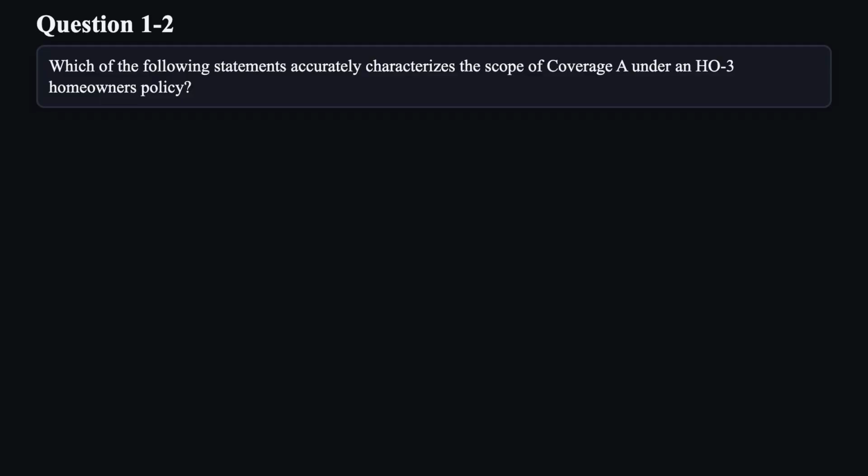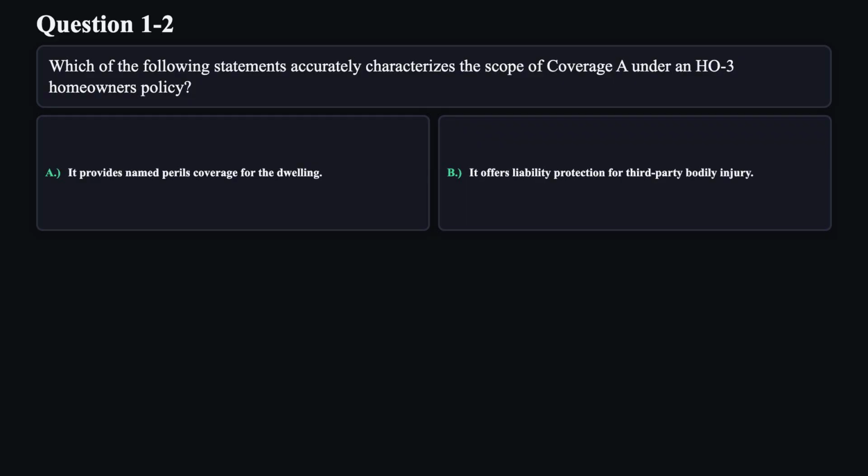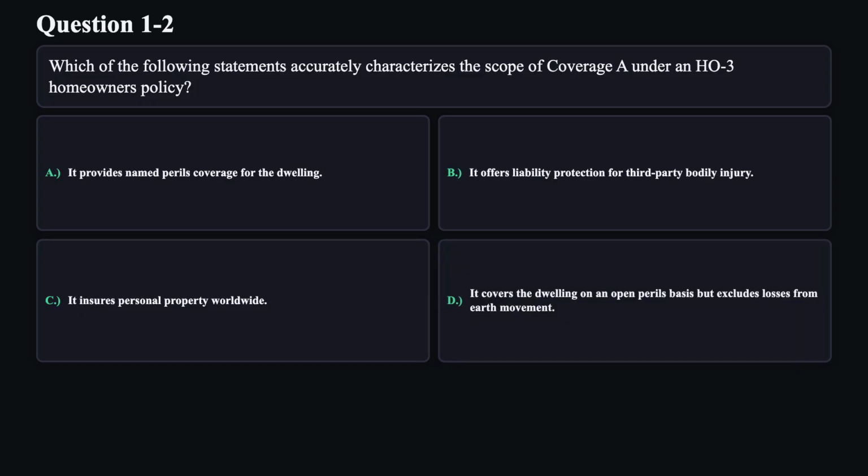Question 2. Which of the following statements accurately characterizes the scope of Coverage A under an H03 homeowners policy? A. It provides named perils coverage for the dwelling. B. It offers liability protection for third-party bodily injury. C. It insures personal property worldwide. D. It covers the dwelling on an open perils basis but excludes losses from earth movement.